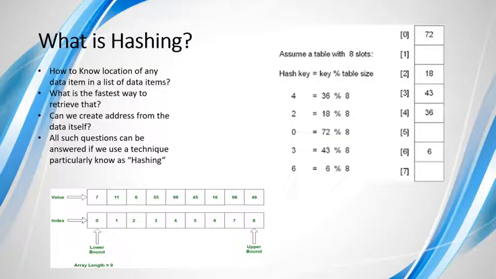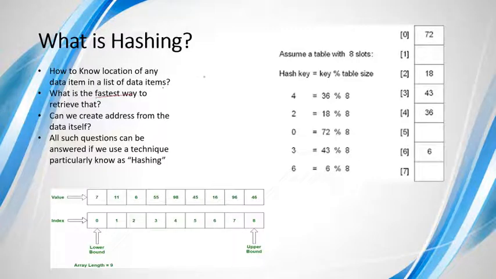So let's see what hashing is. Suppose we have a list of items. We can ask several questions at the beginning: how to know the location of any data item? Suppose in the data list we want to search for an item. How can we get the exact location of the item? And the next question is, what is the fastest way?